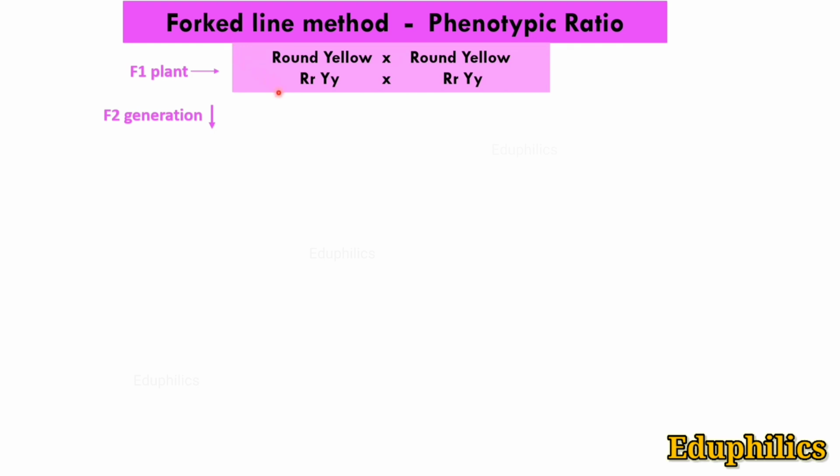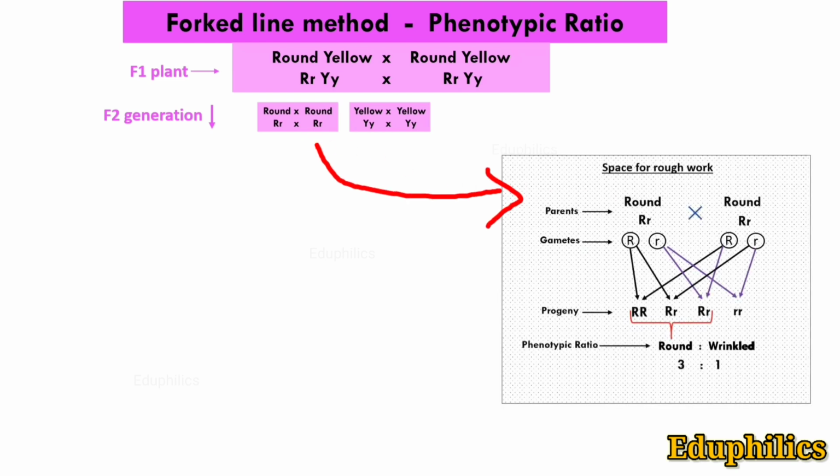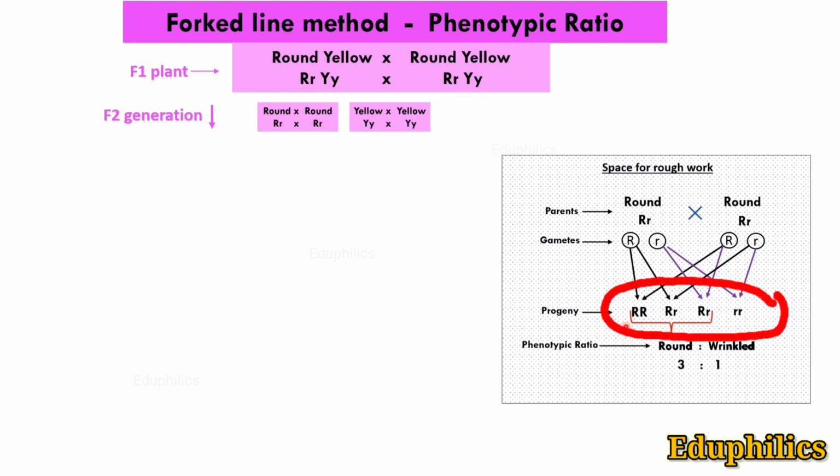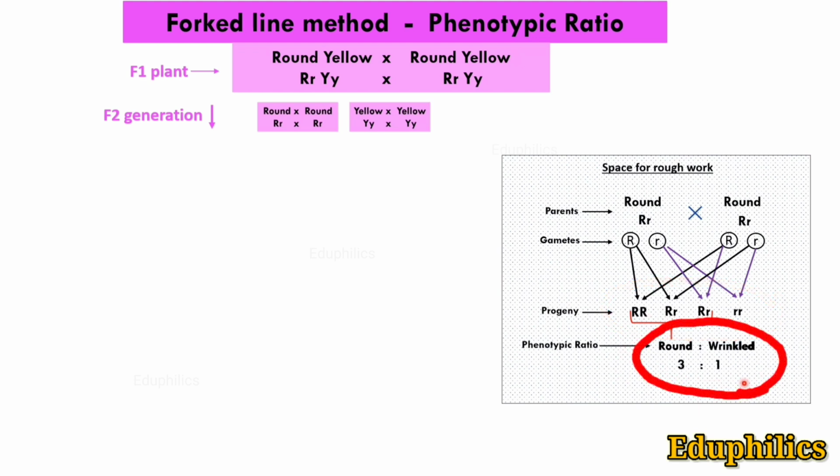While writing Folk-Lyon method, we separate these two traits and write them as monohybrid crosses. Round into round and this yellow into yellow. If you know the monohybrid cross phenotypic ratio already, you need not write it. But let me write this one here. This is the progeny of the monohybrid cross. It is actually progeny of F2 generation. We got the ratio of 3 round is to 1 wrinkled. We consider these phenotypes and the ratio and write here.